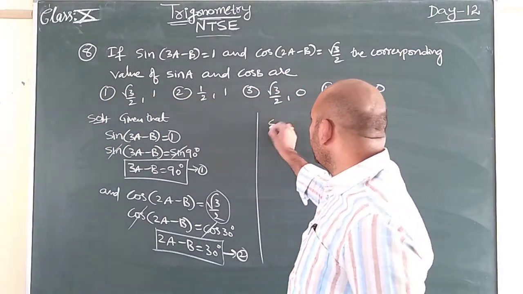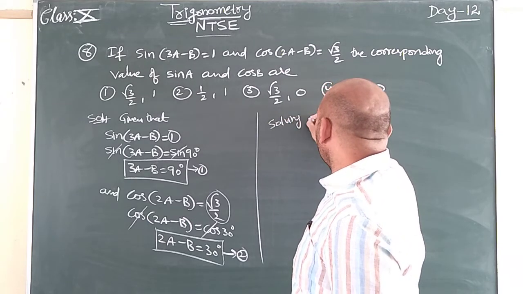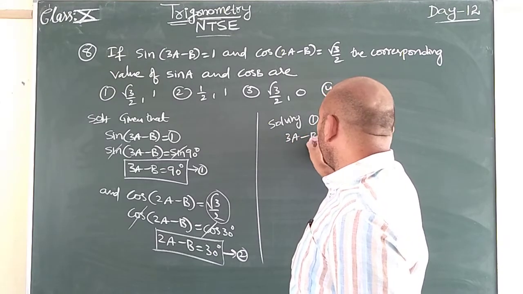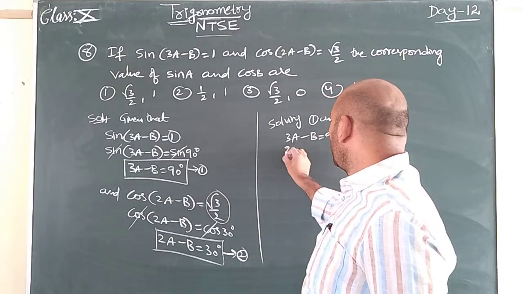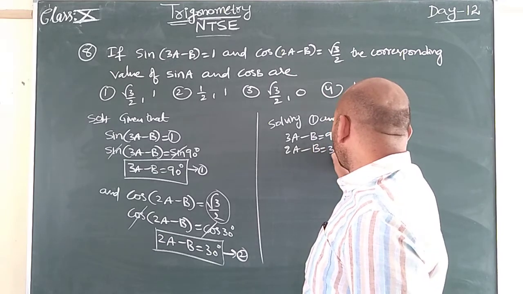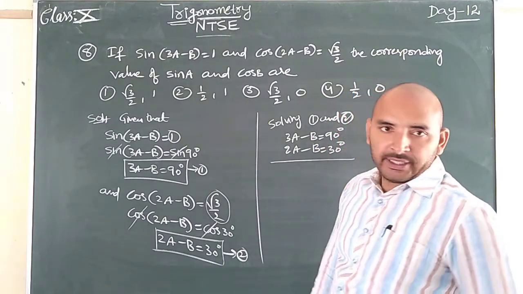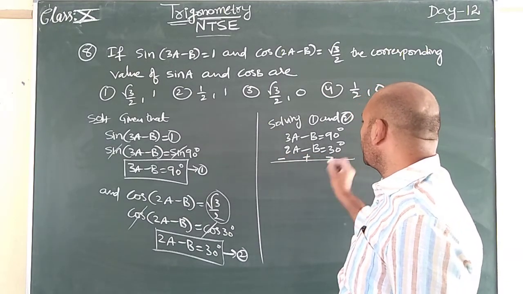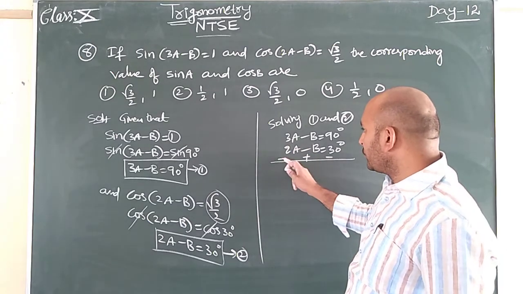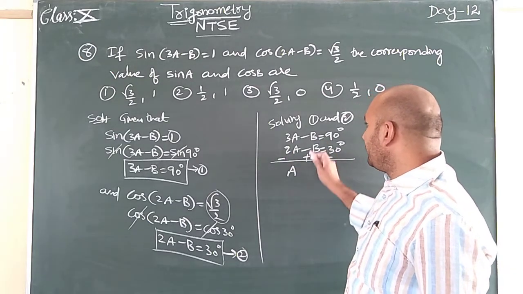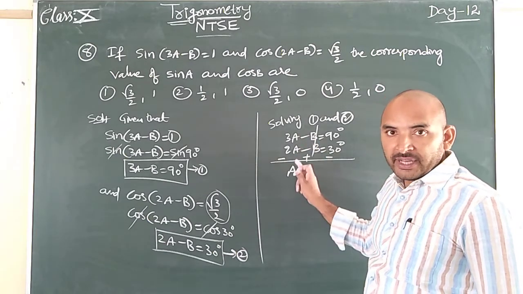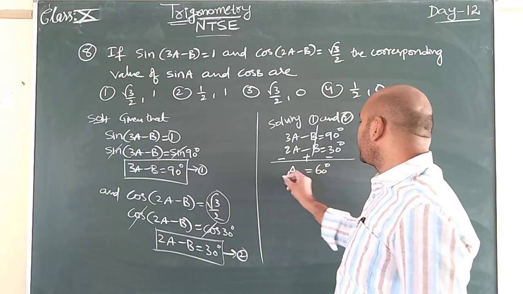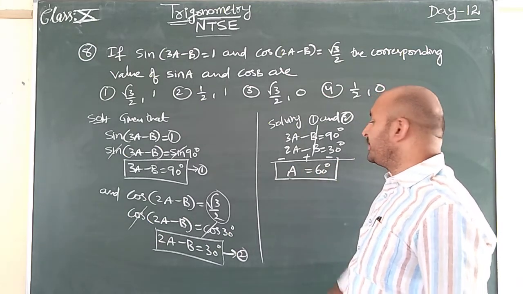So now solving 1 and 2. 3a minus b is equal to 90 degrees, and 2a minus b is equal to 30 degrees. Subtracting both equations, the signs change: 3a minus 2a is equal to a. Minus b plus b, both are cancelled. 90 minus 30 is equal to 60 degrees. So the value of a is 60 degrees.